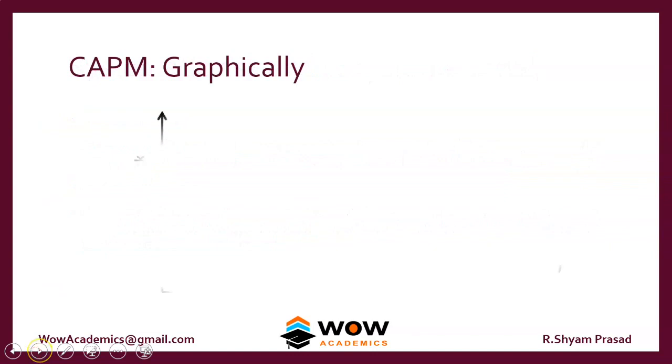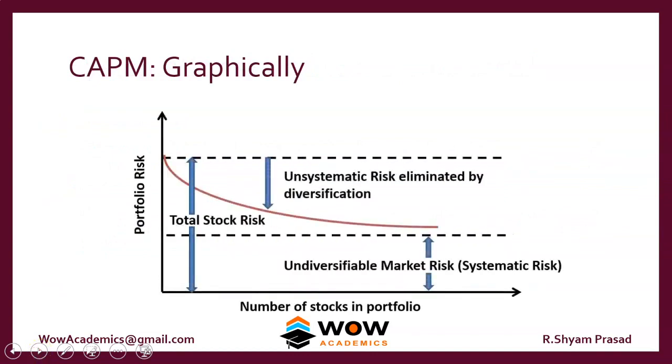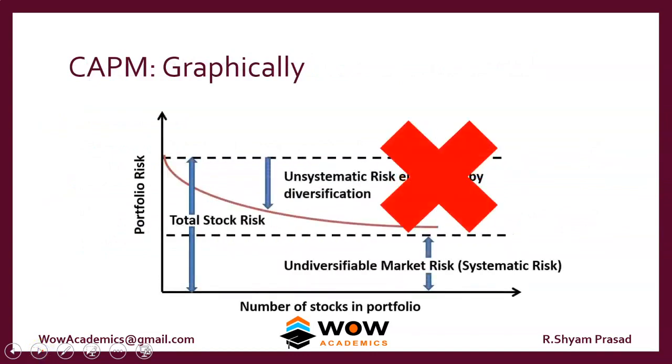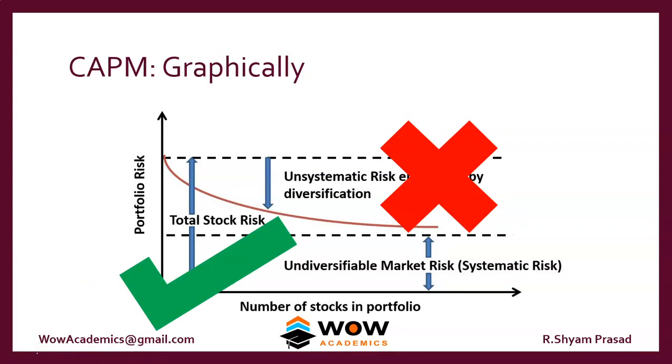So again we'll see graphically the same graph. Again we'll look at the concept. Unsystematic risk can be thrown away. Systematic risk will stay in your company. It's a very important concept. You have to remember this. And systematic risk can be measured through something called beta. So again, remember this very well.